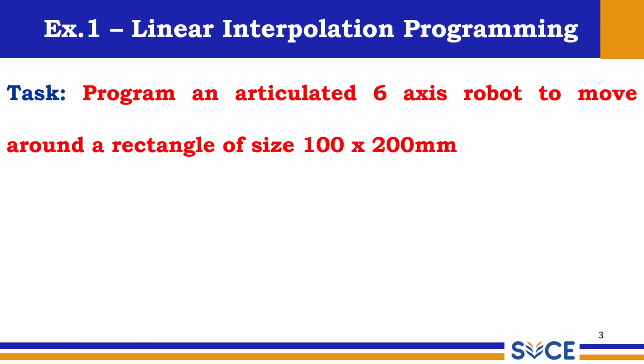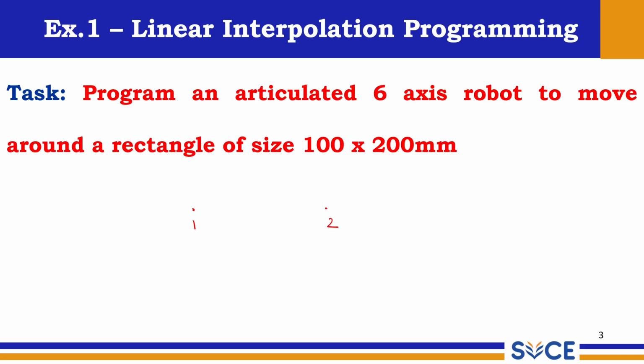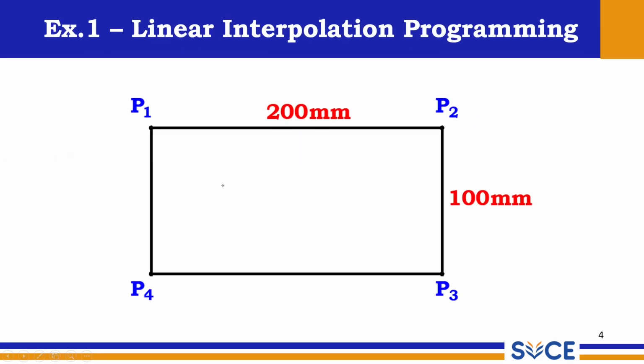Linear interpolation basically is like this. We have one point, let me call it point 1, and another point, point 2. So it is moving from one point to another point. That is the main essential activity. We are going to program the robot in such a way that it moves from point 1 to point 2. From the first point, it is going to travel to the next point. Likewise, we are going to go ahead.